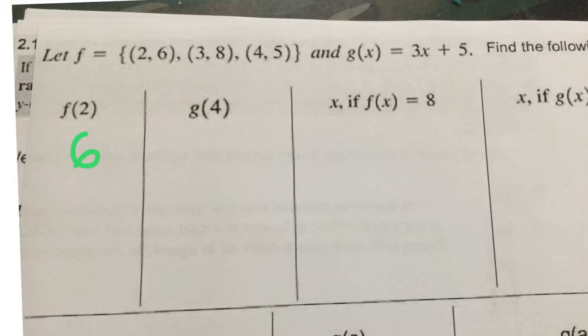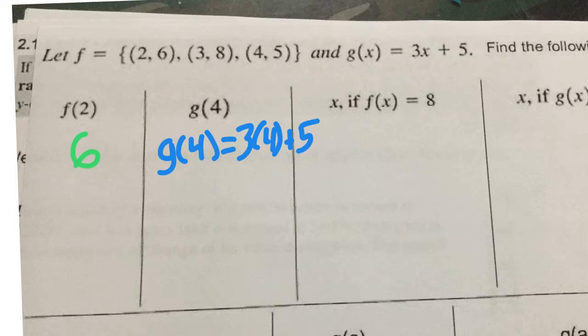Next, we've got g evaluated at 4. So now we're plugging in 4 for x. So g of 4 would give 3 times 4 plus 5. So that would be 12 plus 5, which is 17.